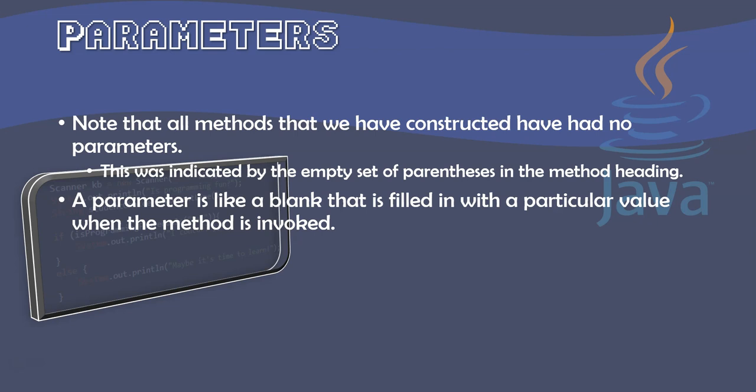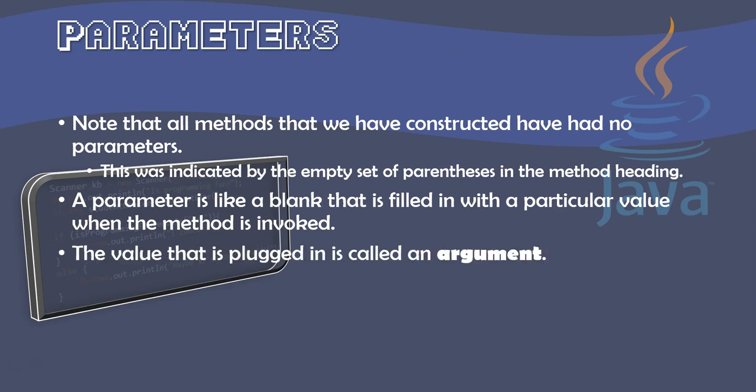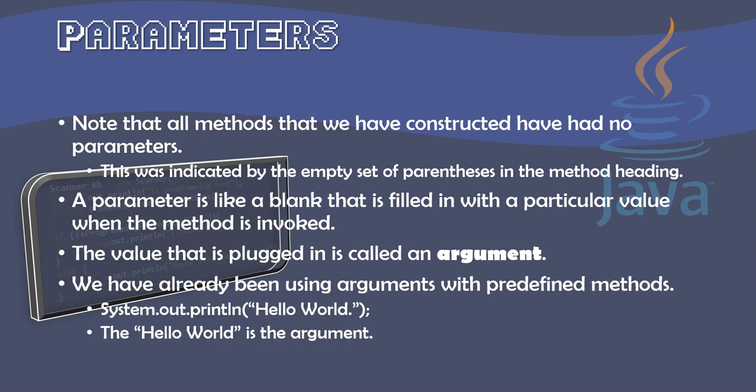A parameter, therefore, is like a blank that can be filled in with a particular value when that method is invoked. And whatever value we end up plugging in is what we call the argument. Now, we've already been using arguments with predefined methods. For example, System.out.println("Hello world"). The hello world portion, that string being put in those parentheses, is the argument.